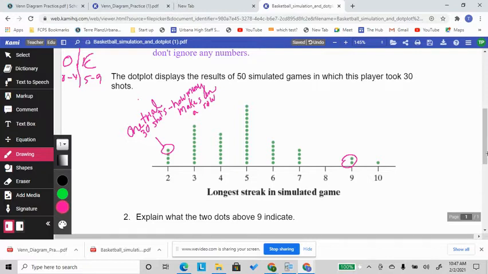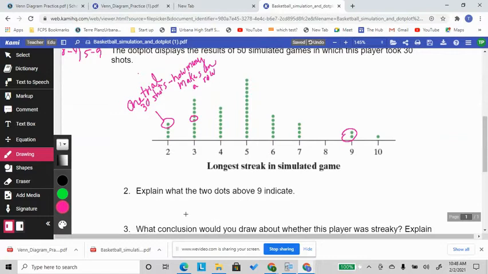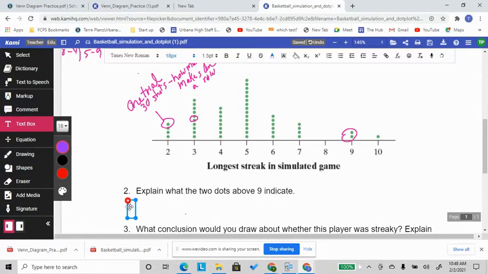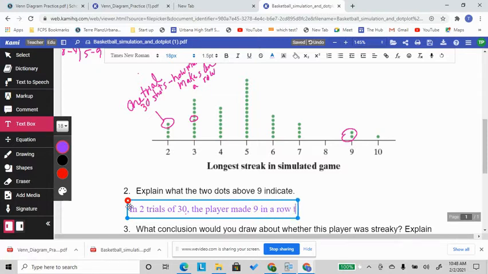So one trial is 30 shots. Each one of these is 30 shots, and this is how many they made in a row. So what do 2 dots above the 9 mean? It means that, going to my text box, in 2 trials, because there are 2 dots of 30, a player made 9 in a row.